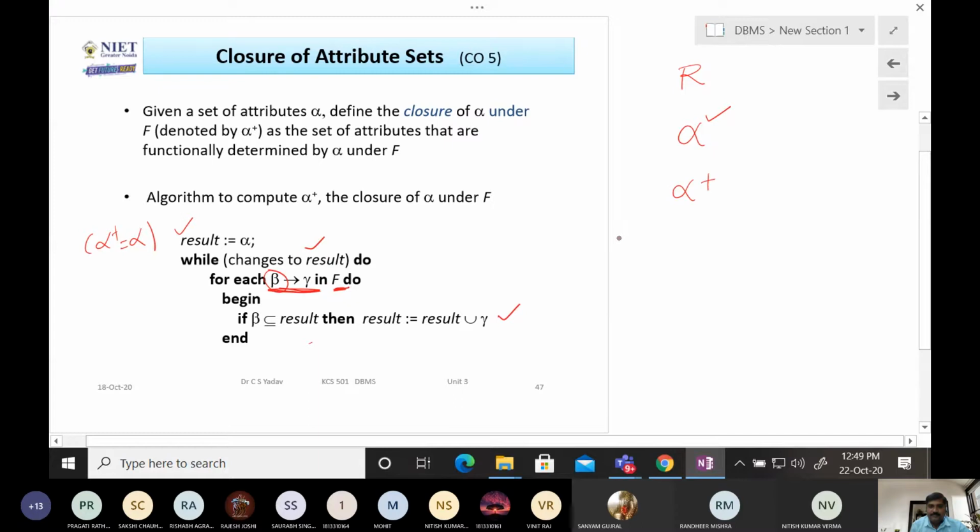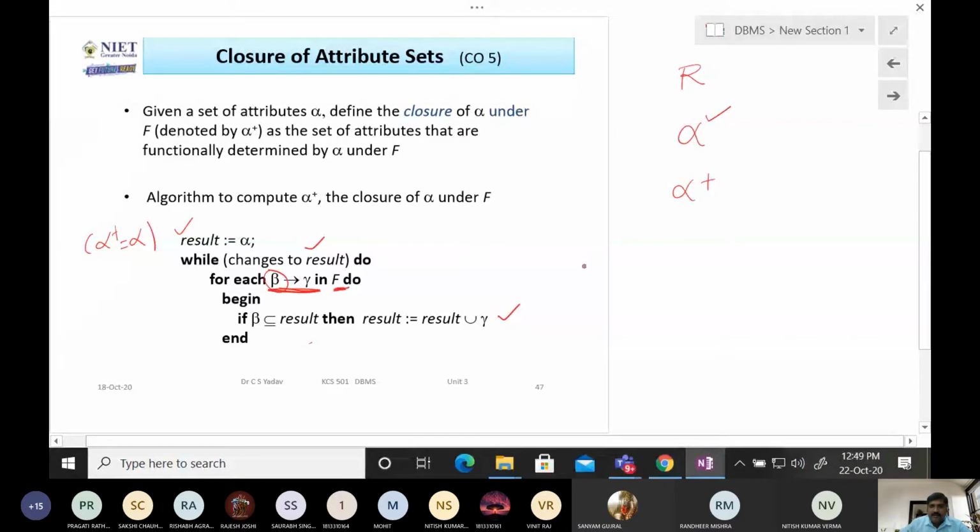Did you get it? Hello? Did you get the meaning of this algorithm? Hello? Please respond to me. Yes, sir. Very simple algorithm, but a useful algorithm to find out the candidate key of R.